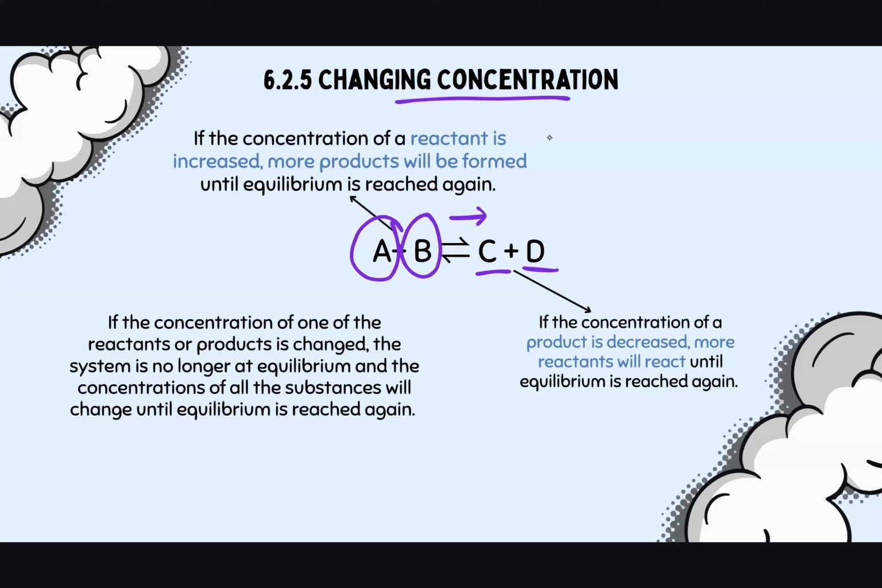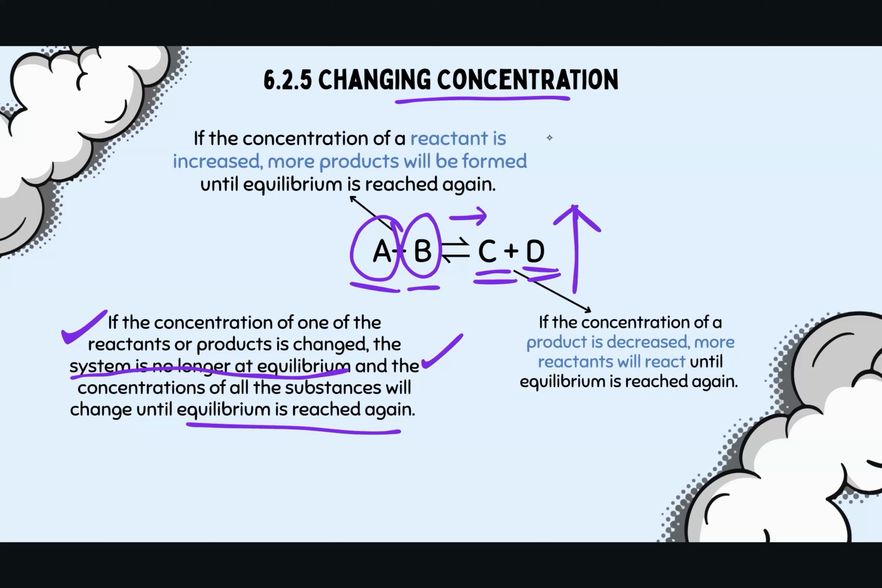Yeah, what you'll see in the past paper practice is what the examiner is looking for, the wording. And when you see one question, you'll see that the mark scheme is almost identical in every single question. So if the concentration of one of the reactants or products is changed, the system is no longer at equilibrium. So the concentration of all the substances will change until equilibrium is reached again. So in this case, if we increase the concentration of A and B, the system is no longer at equilibrium, and the concentration of C and D will start increasing until equilibrium is reached again.